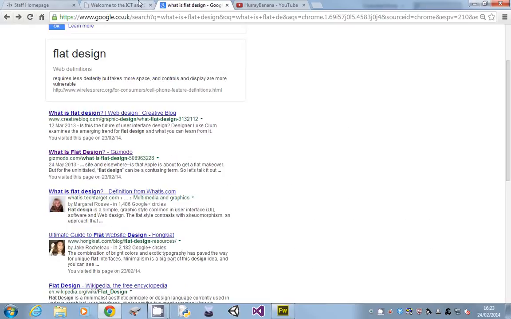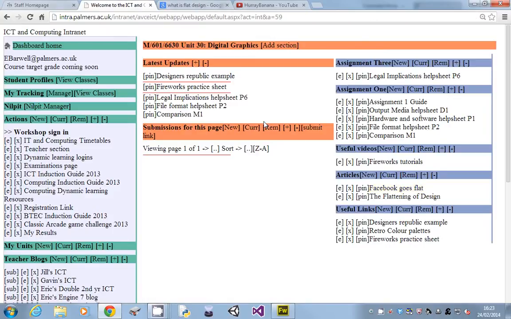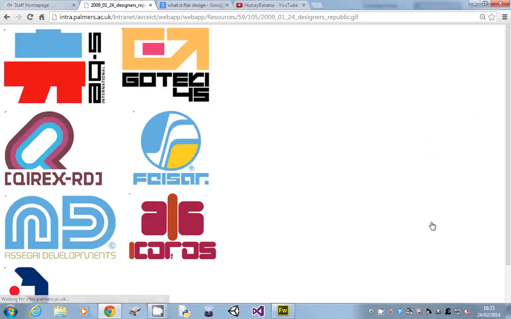Okay, so we've got this retro style. Now there are resources that I've put on the intranet here for you. One good set of examples of flat design and retro style is Designers Republic. They've been going for a long while. They've worked with lots of different companies, but one of the most famous things they did was all the graphics for the Wipeout games for Sony.